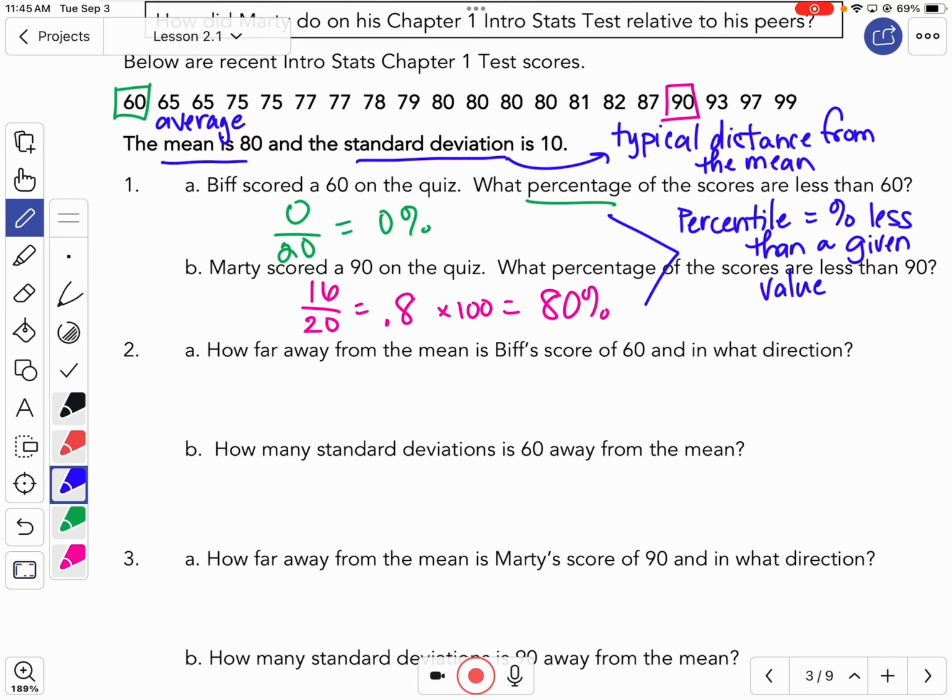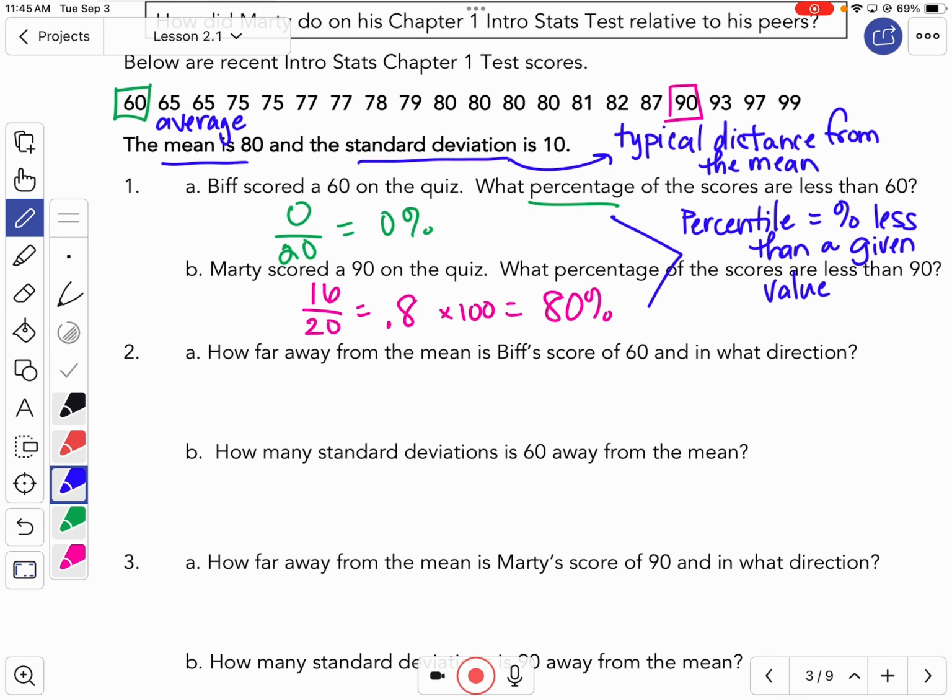Let's go up here and talk about Biff a little bit more. How far away from the mean was Biff's score of 60 and in what direction? What did Biff make? A 60. What was the mean? 80. And so if I want to know how far away, 80 minus 60 gives me what? Would we say he's above the mean or below the mean? He was below the mean.